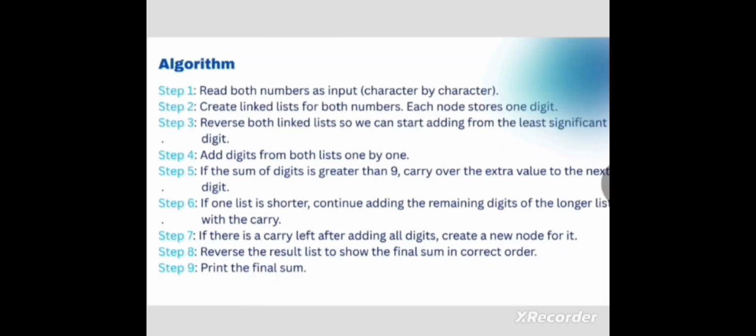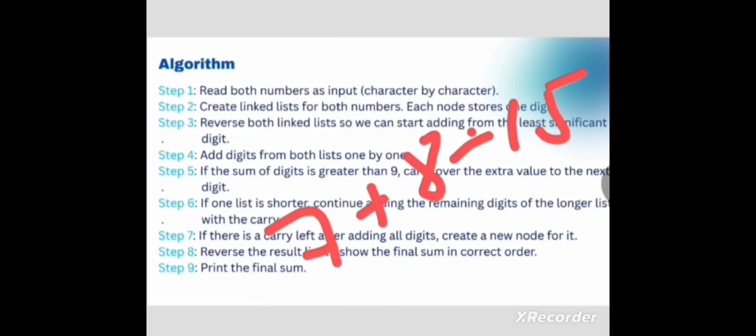In step 4, add digits from both lists one by one. Start from the head of the reversed list, that is the least significant digit. In step 5, if the sum of the digits is greater than 9, carry over the extra value to the next digit. For example, if the sum of the given digits is 9 or less, we will write it as usual. If it is greater than 9, for example, 7 plus 8 is 15. In this case, we will write 5 and we will take 1 as carry.